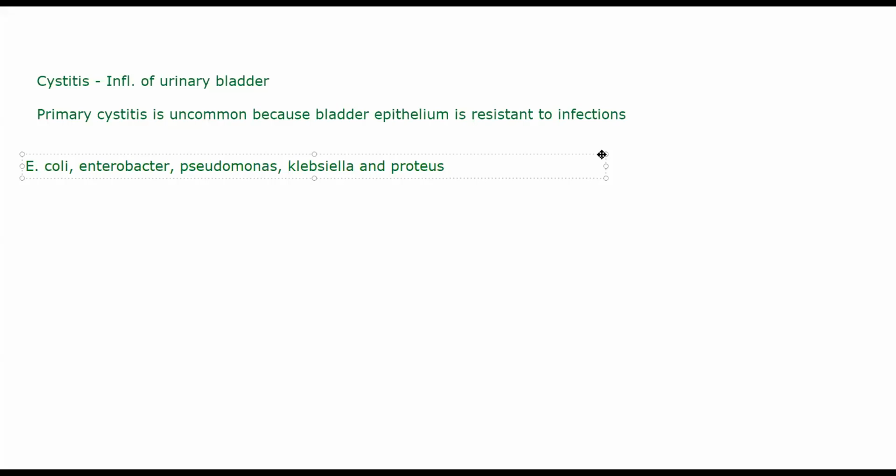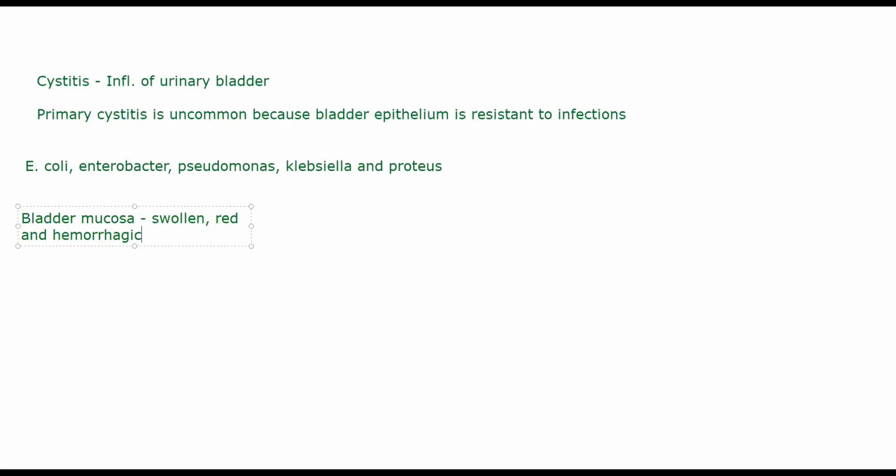Now, the pathological changes that you see associated with cystitis will be mainly associated with the bladder mucosa. Okay, the mucosa will become red, swollen, and hemorrhagic. Sometimes you will also see suppurative exudate. There will be edema, and you will see ulcers present in the bladder. So the bladder mucosa becomes swollen, red and hemorrhagic. It is red because of hemorrhage.